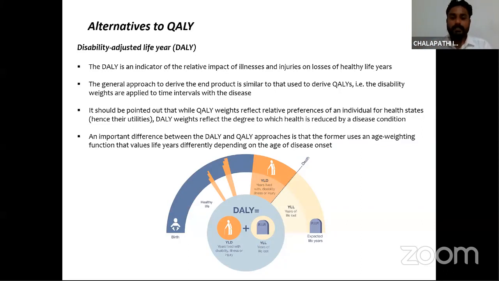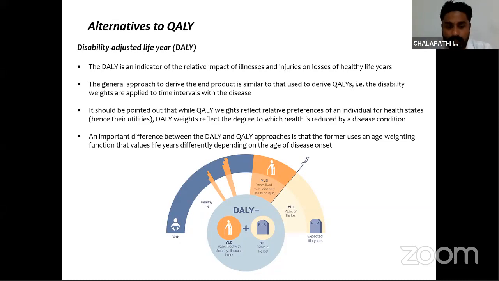Now, DALY. It is opposite to QALY. There I have taken quality adjusted life years. Here I am taking disability adjusted life years. In disability adjusted life years, you have a clear vision over here. I'll tell you. My calculation is starting from birth, the left end of the birth.